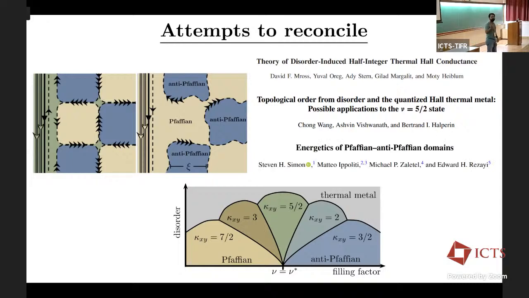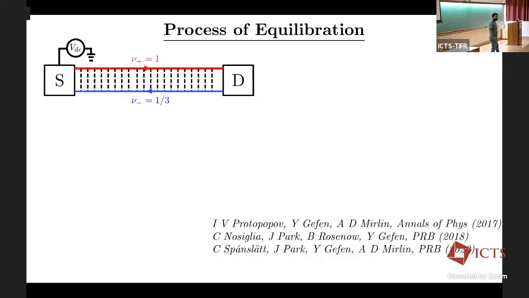But Steve Simon showed that for this to happen, the disorder strength has to be so large that quantum Hall itself will die. Okay? So we still don't know what's the case. There is a second proposal that came in. And for that, I have to explain what an equilibration is. Okay? So now I'm coming to that.